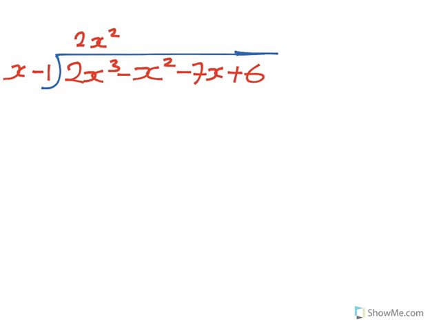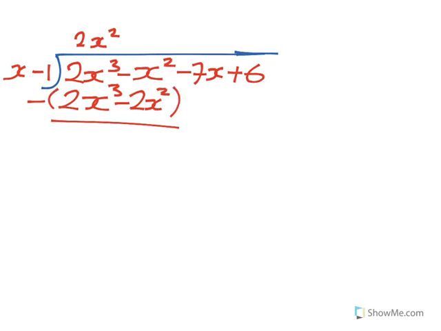2x squared times x, it's 2x cubed. Again, 2x squared minus x is minus 2x squared. You roll off, then put a bracket because you're going to subtract. 2x cubed minus 2x cubed, you're going to get a 0.